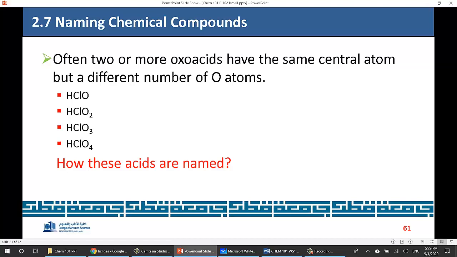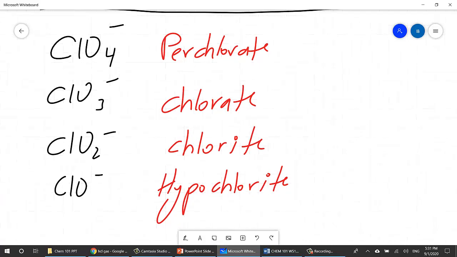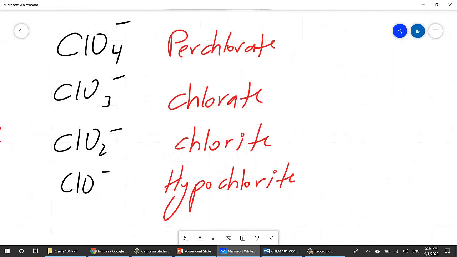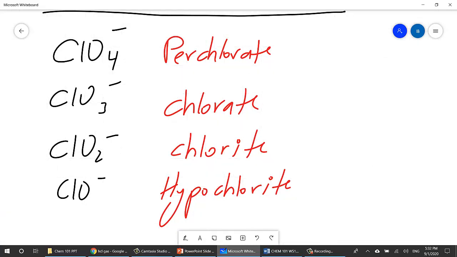Here we have another example of polyatomic ions, which are the chlorates group. We have these four groups. The first one is ClO4-. They all actually contain the -1 charge, but they are different in name. ClO4- is called perchlorate, ClO3- would be chlorate, ClO2- would be chlorite, and ClO- would be hypochlorite. So you can make salts out of these.